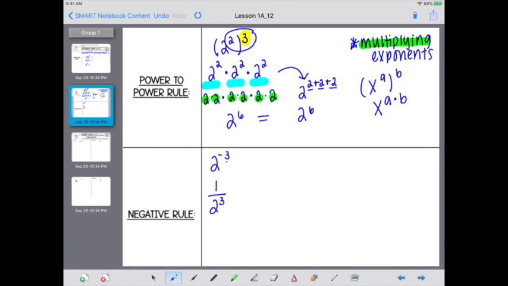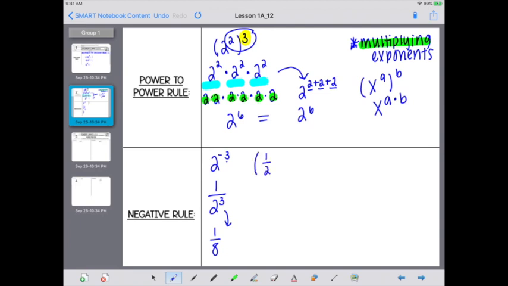So this would be 1 over 2 to the 3rd power. And if you wanted to simplify, you can keep going. 2 to the 3rd power is 8, so 1/8 would be our answer here. On the other hand, let's say we had a fraction as our base.